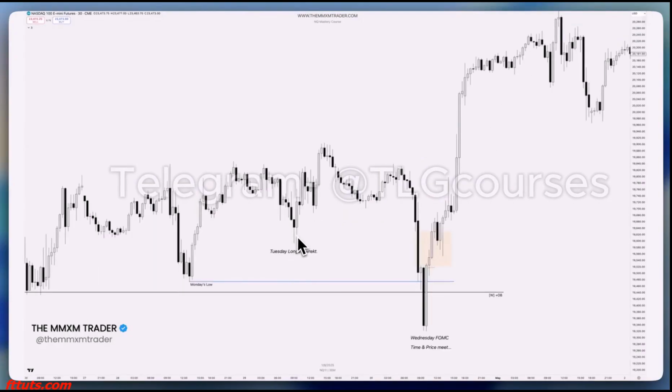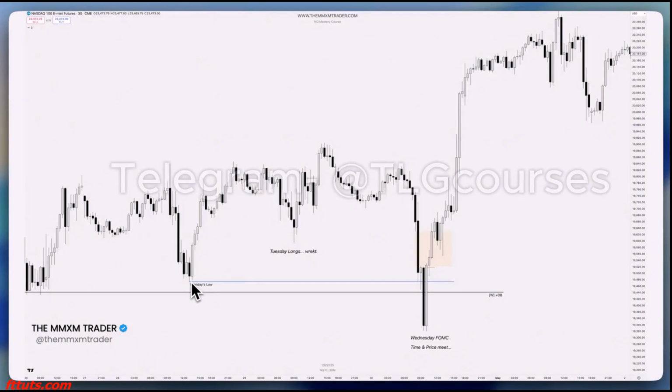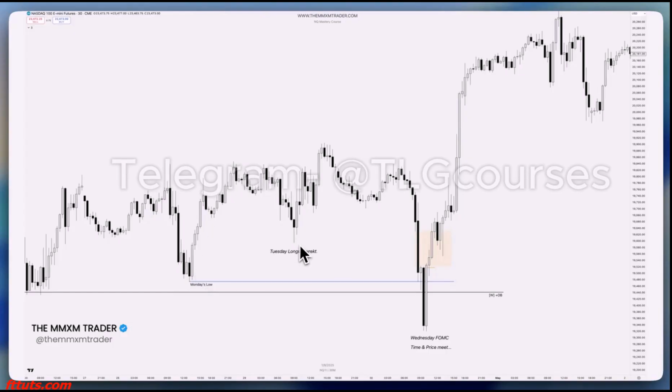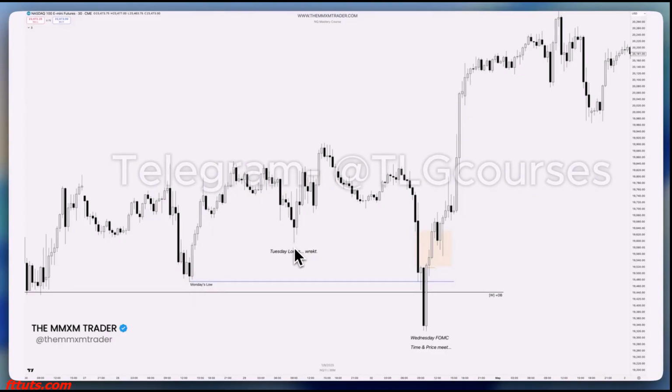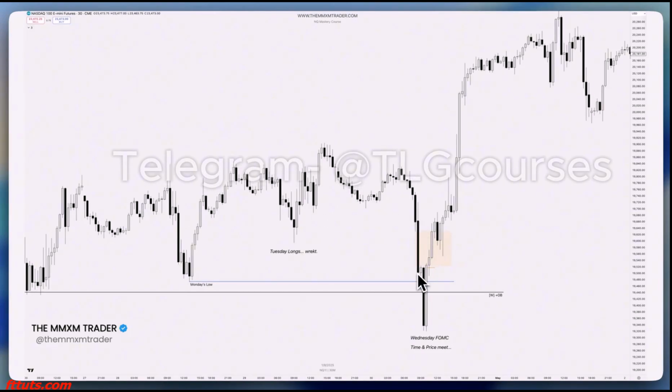So again, if you were just to use the data on its own, because you're just thinking, well, the data says Monday is the low of the week half the time, let's long Tuesday from this discount, from this low to this high, discount retracement. You try to long this, and then you get wrecked here, okay? Because time and price did not meet yet.